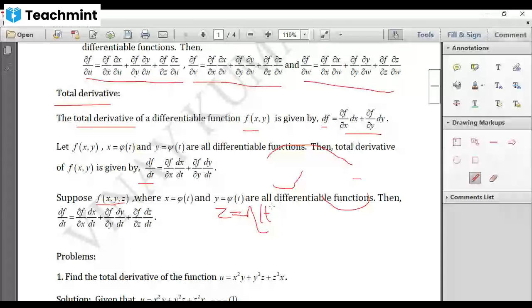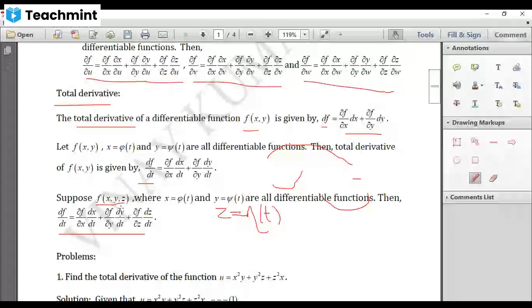Very simple. Here your t is the only independent variable. You will get df by dt is equal to dou f by dou x into dx by dt, because x completely depends on t, plus dou f by dou y into dy by dt plus dou f by dou z into dz by dt. That is your total derivative formula for function of three variables.